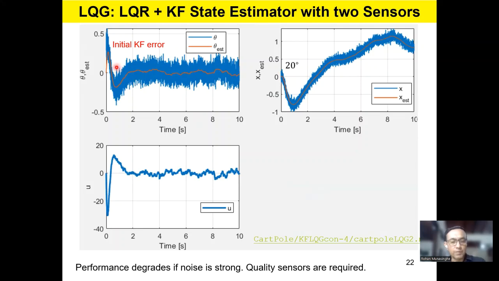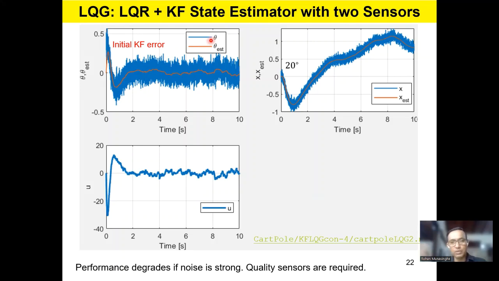All right. Now here you see a linear quadratic regulator with a Kalman filter to estimate the four states using two sensor signals with noise, of course. This combination, where you have a linear quadratic regulator working with the Kalman filter, is called linear quadratic Gaussian. And there you can see the initial error in the Kalman filter in theta prediction.